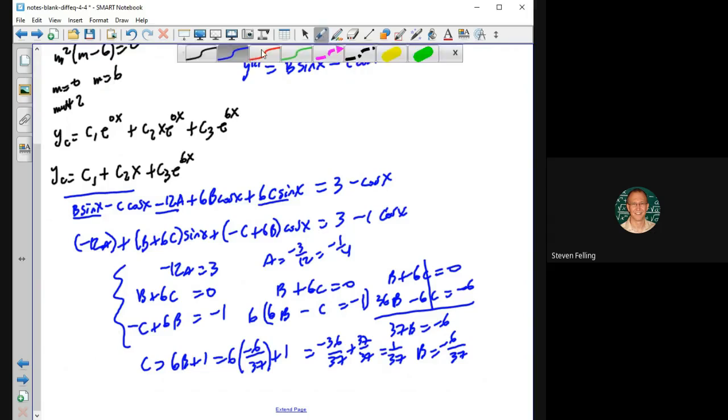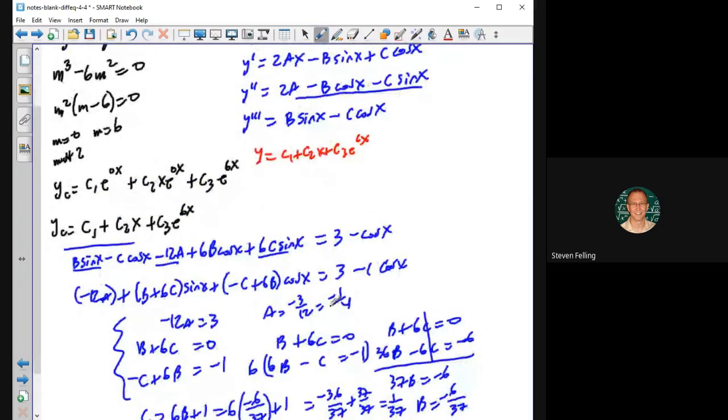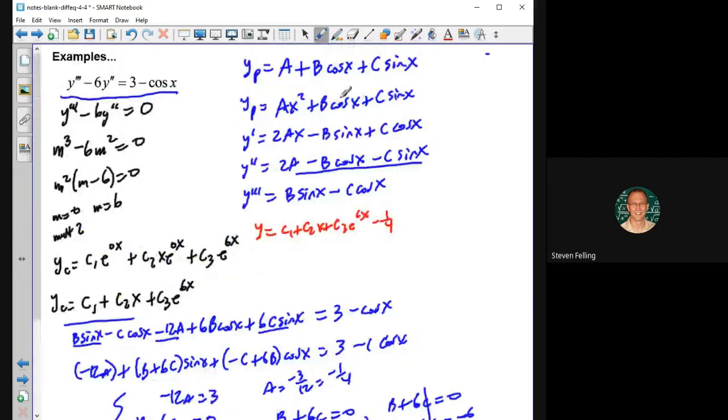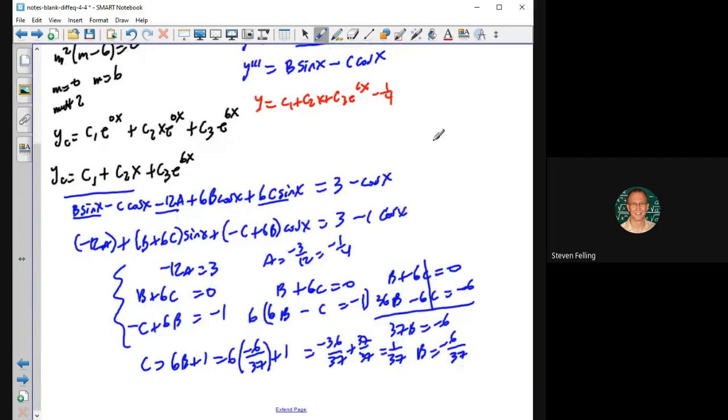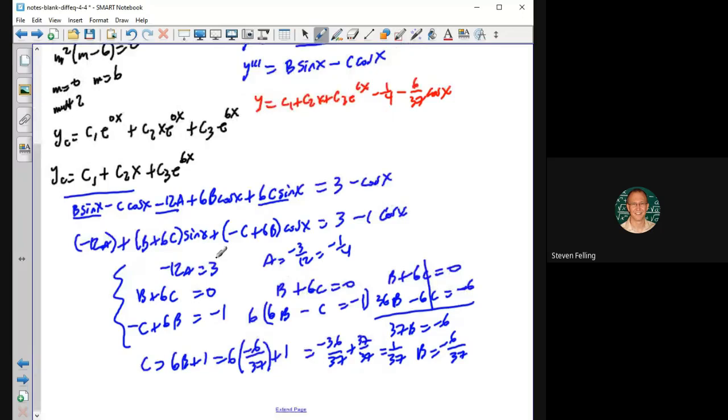All right, so the general solution is going to be c1 plus c2x plus c3e to the 6x. And then we're going to have these terms up here. I ended up with a constant a, which is -1/4. And then I have a b constant, so plus b cosine. The b was negative, so it's going to be -6/37 times cosine x. And then I have plus c times sine, and c turned out to be +1/37, so 1/37 sine x. This is the general solution.